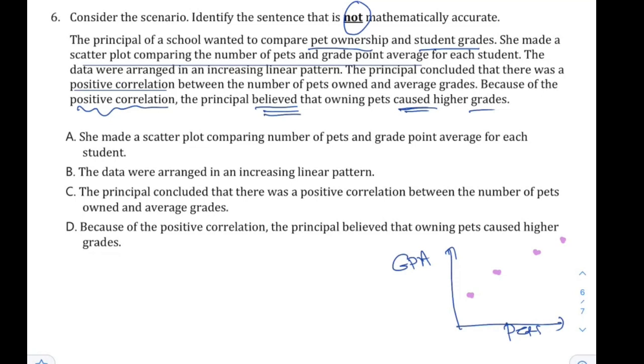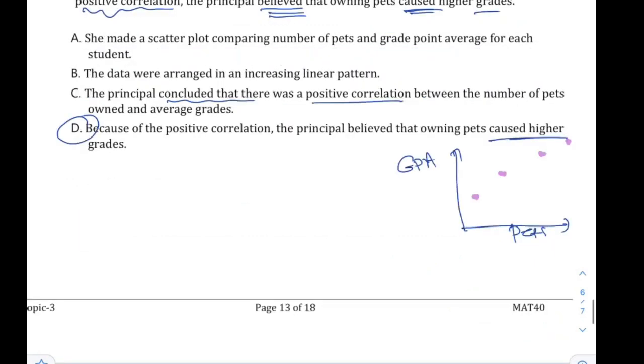Let's see each statement. She made a scatter plot comparing number of pets and grade point average for each student. Yes, she did. The data were arranged in an increasing pattern, yes. The principal concluded that there was a positive correlation. Yes, she did. Now, because of the positive correlation, the principal believed that owning pets caused higher grades. Of course not, this is wrong. So we have to choose this and ignore the others. Of course, it is positive correlation, but it is not causation.